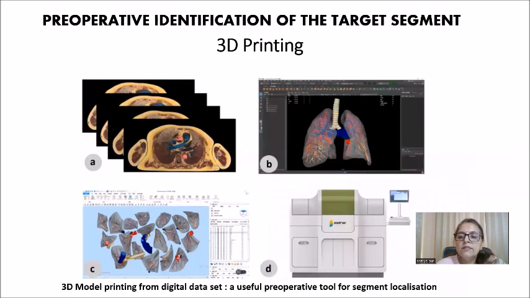Then another method is by using 3D printing of the CT images. This 3D printing is actually very popular with the anatomy departments, where it is used for developing models to teach the students, but this can also be used by the surgeons preoperatively to decide about the area of approach or the area which they have to resect.